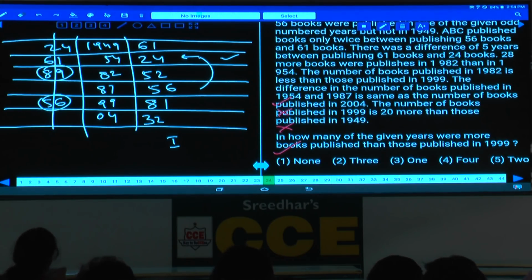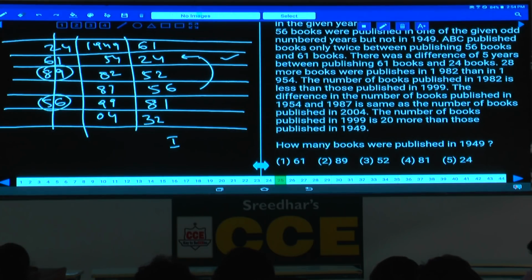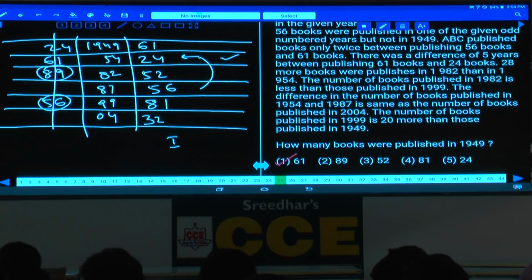Then 24. In how many of the given years were more books published than those published in 1999? 1999 is 81. In any one of the years, is it more than that? No, 99 itself is the most. Hence none, that is choice 1. Then question number 25: how many books were published in 1949? 61, and it is given in choice 1. Done with question numbers 21 to 25. Then 26 onwards.